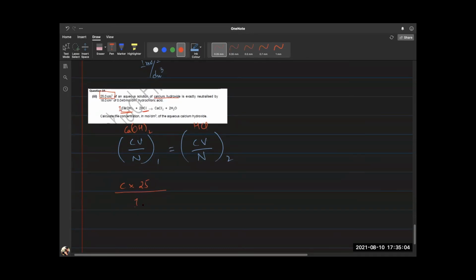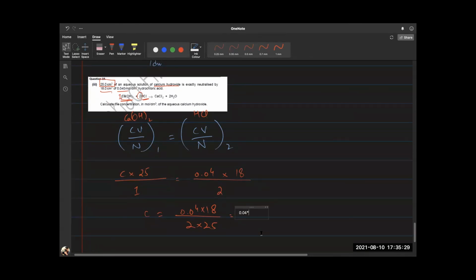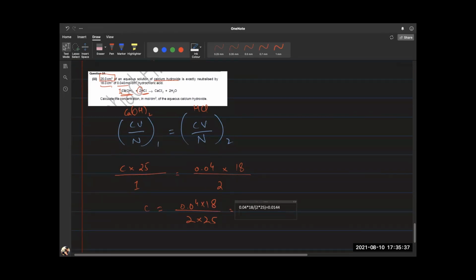So from the equation it is 1. Okay, for HCl we have the concentration 0.04. We have the volume 18, and the n is over here 2. Okay. So now you can easily solve this, and this gives us 0.04 times 18 over 2 times 25, and that is equal to 0.0144 mole per dm cube.